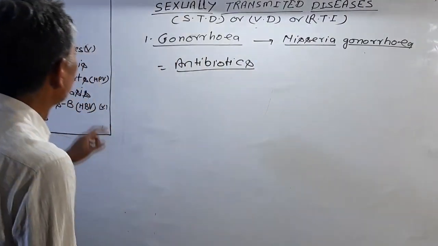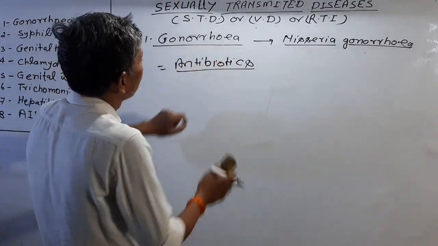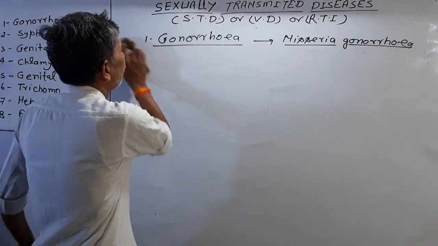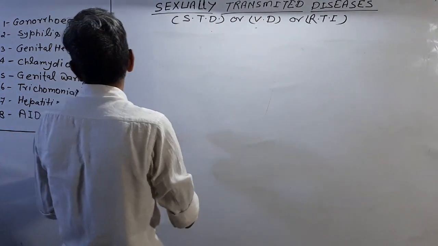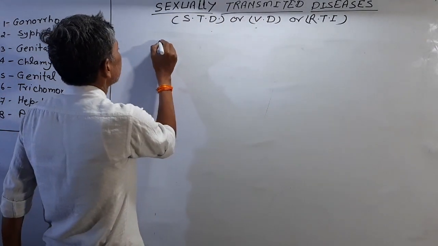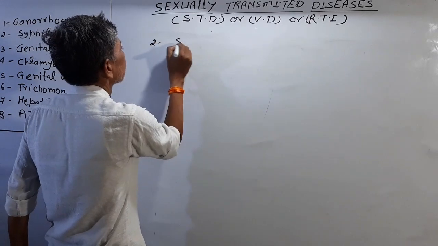That is the first disease, called gonorrhea, and it is very common in our India. So we have to protect our sex organ from the disease. Second is the venereal disease, syphilis. That is the second, syphilis.